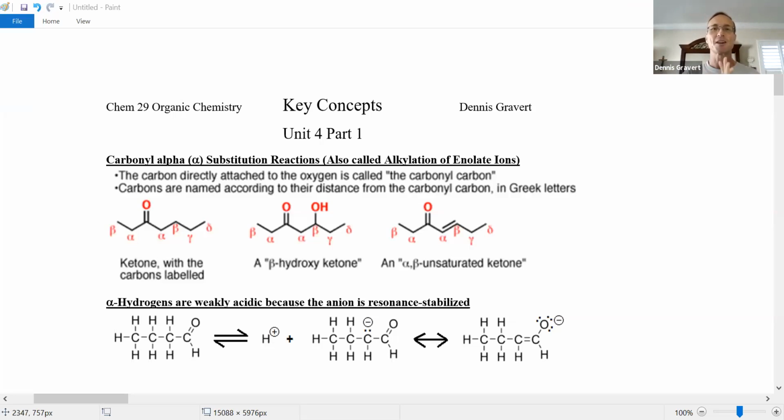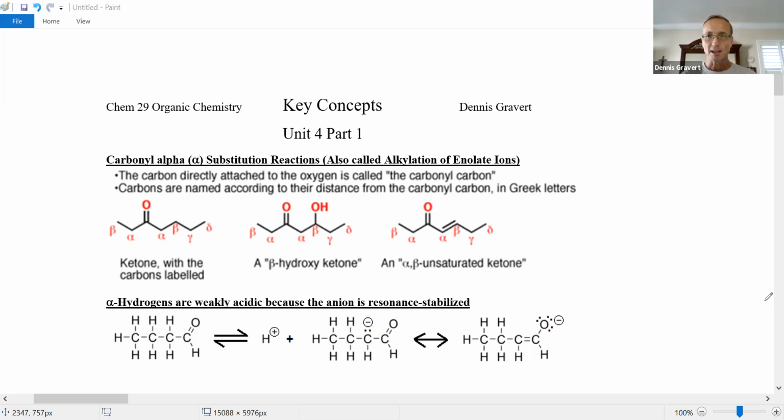Okay, so Unit 4, Part 1. We had a little bit of good news there. We're almost done with organic chemistry, and a little bit of bad news. Hey, these reactions are weird. Well, I remember being a student and looking at these for the first time, and it's like, what the heck is this? It's very strange.